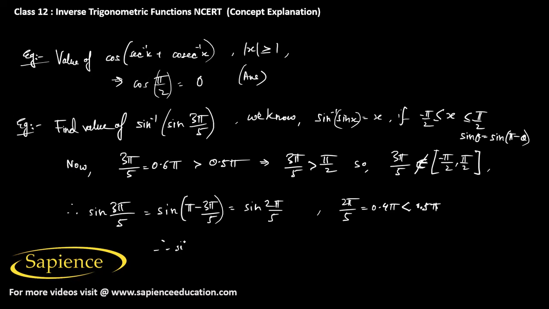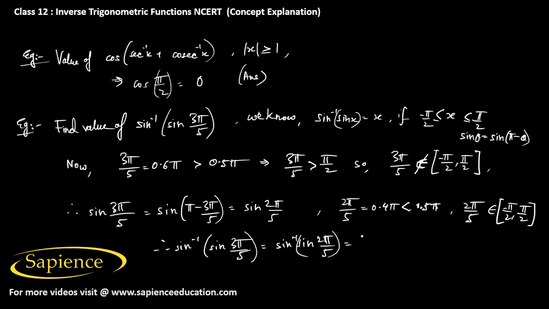Therefore, since 2 pi by 5 belongs to the closed interval minus pi by 2 to pi by 2, sine inverse of sine 3 pi by 5 is equal to sine inverse of sine 2 pi by 5, which is equal to 2 pi by 5. So this is the final answer.